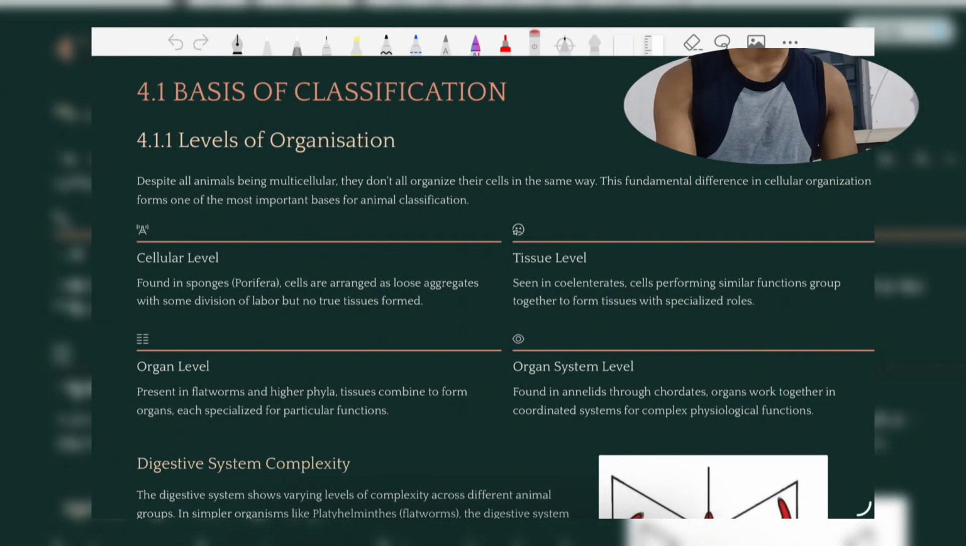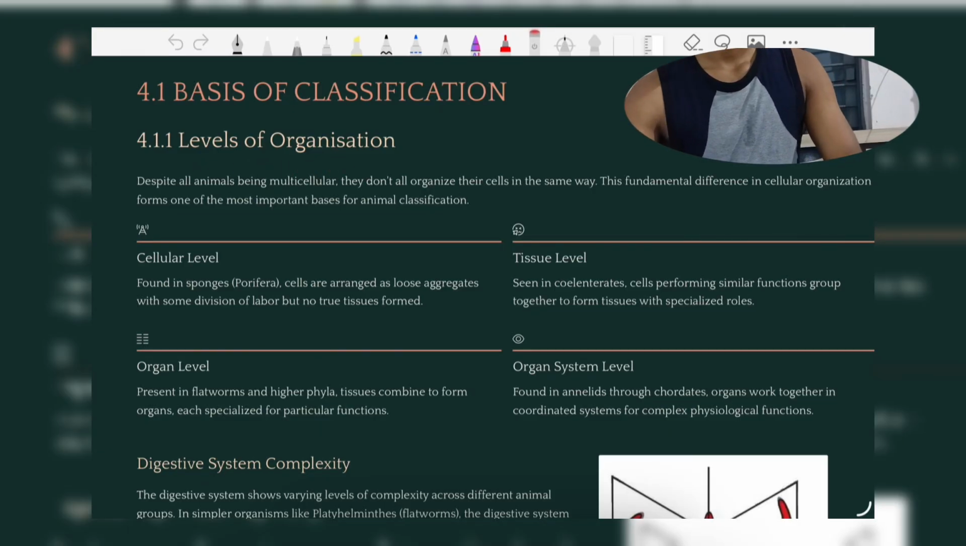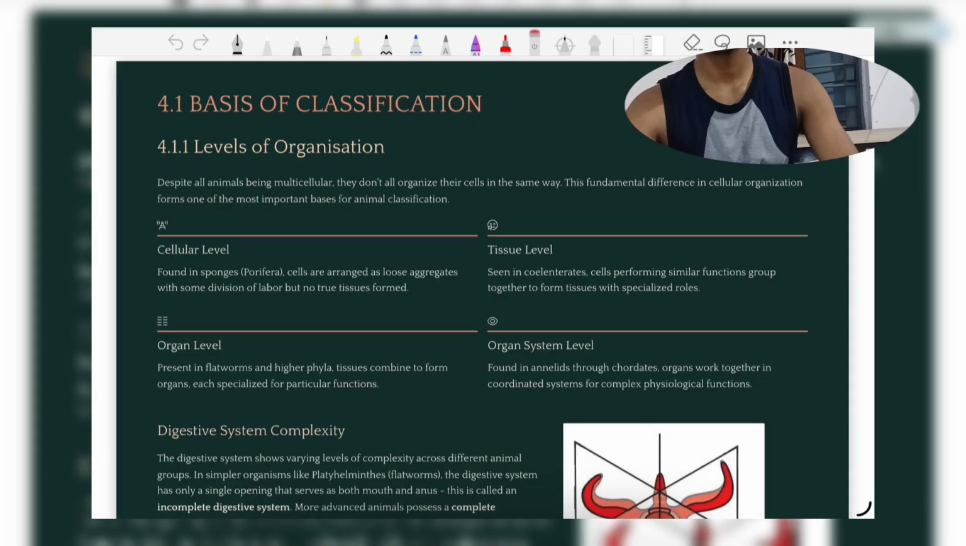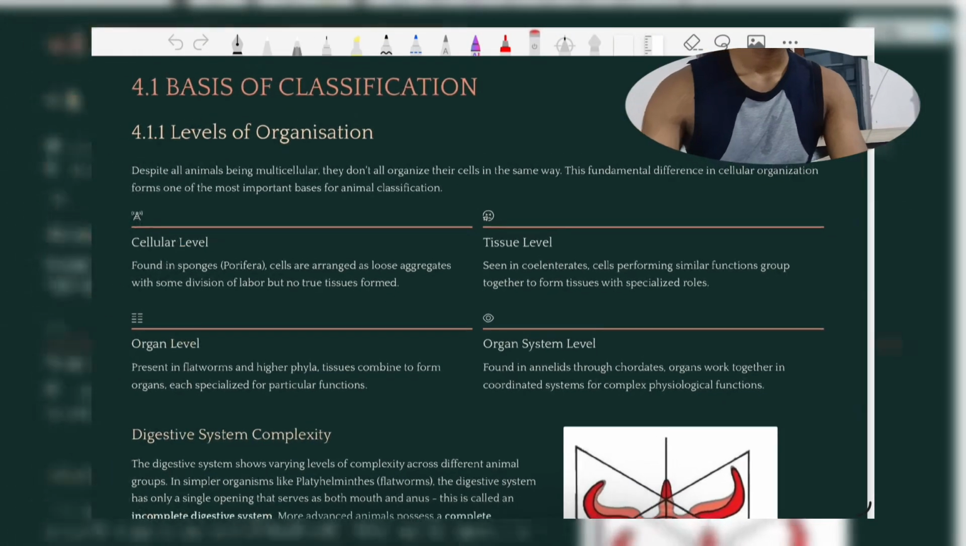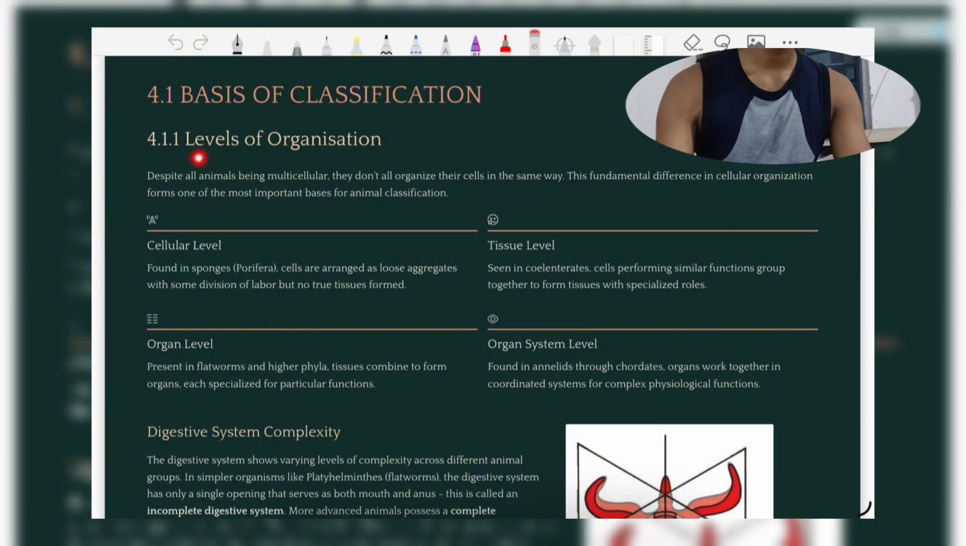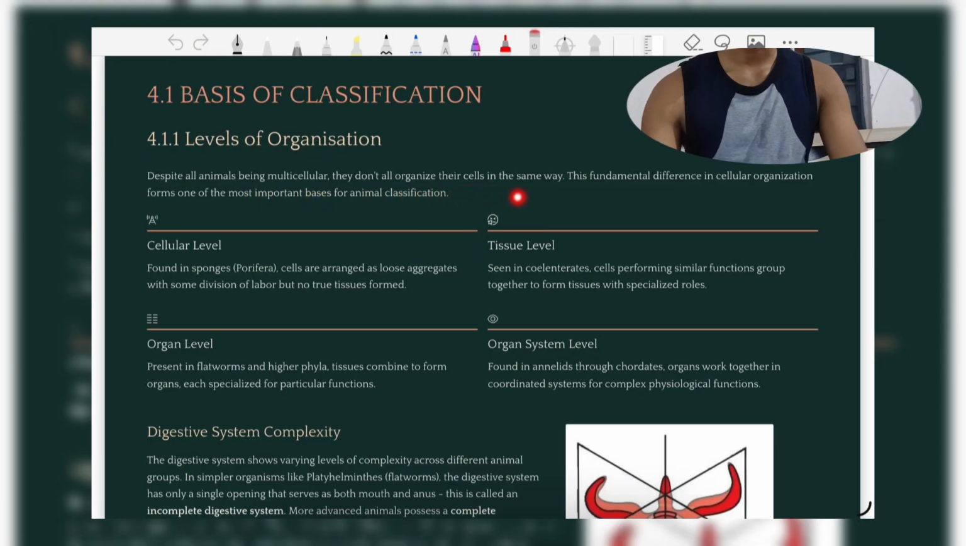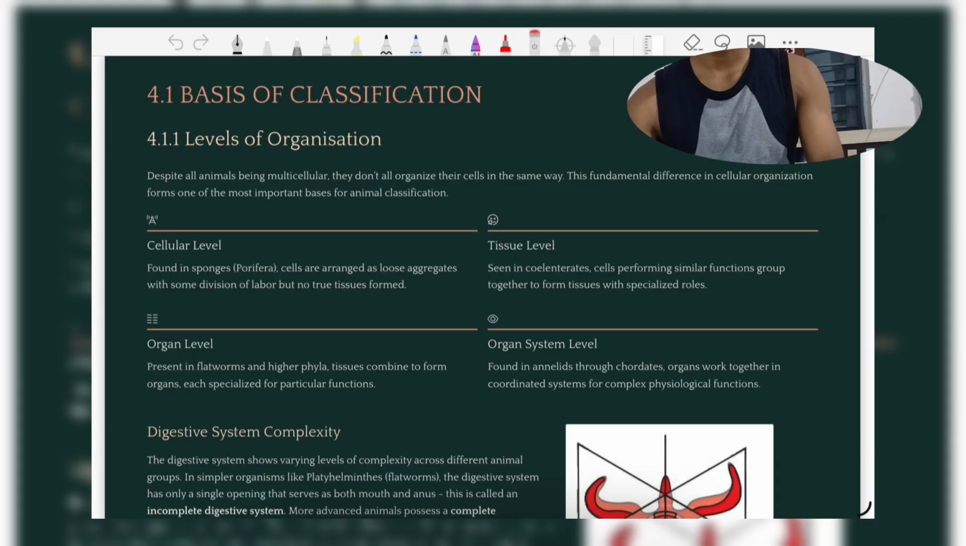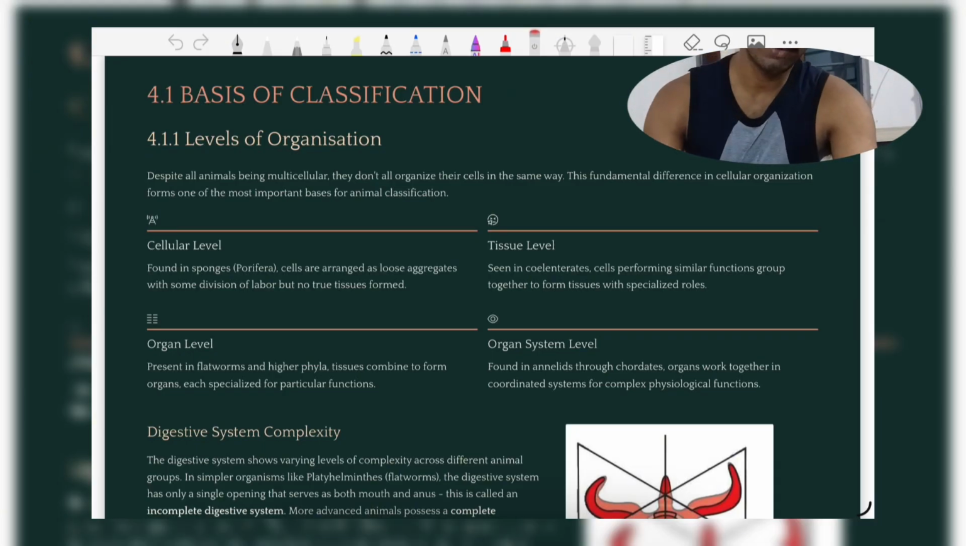Basis of classification, levels of organization. So, for classification, there are various bases. First one being levels of organization. Despite all animals being multicellular, they don't all organize their cells in the same way. This fundamental difference in cellular organization forms one of the most important bases for animal classification.